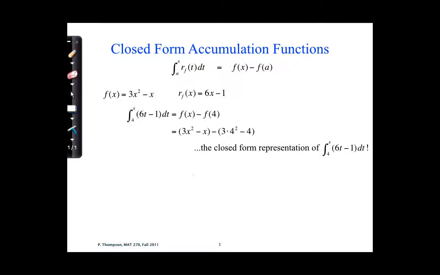Or I can describe it as an accumulation function that begins at 4 and goes through x, but occurs at this rate, 6x minus 1. So the rate varies, and the endpoint's allowed to vary as well.